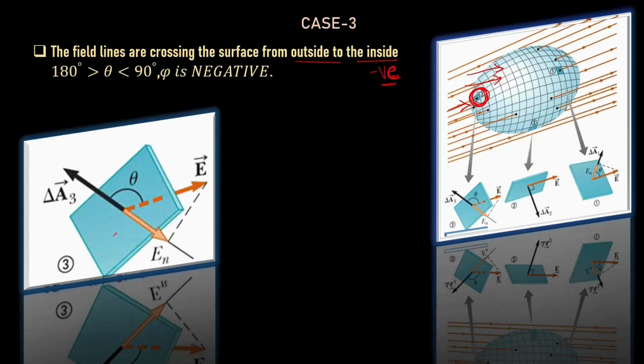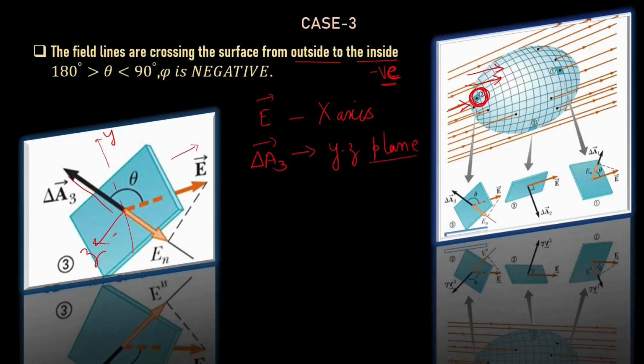Again, let us have a closer look at this area. Let us suppose the electric field is along the positive x-axis. The area vector, that is this delta S3, will be pointing in the YZ plane, with this being the y-axis and this time the z-axis. So we know that this time the angle theta, which is the angle between the electric field vector and the area vector, becomes an obtuse angle. That means the value of theta will be lying somewhere between 90 and 180 degrees. This is the important key point.